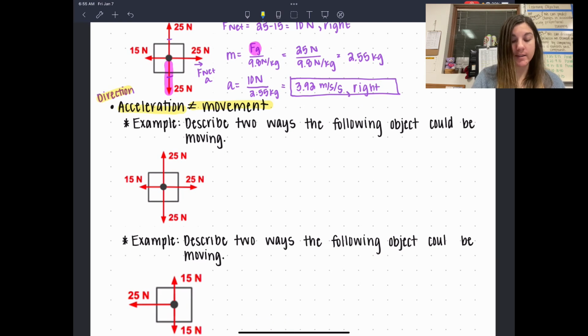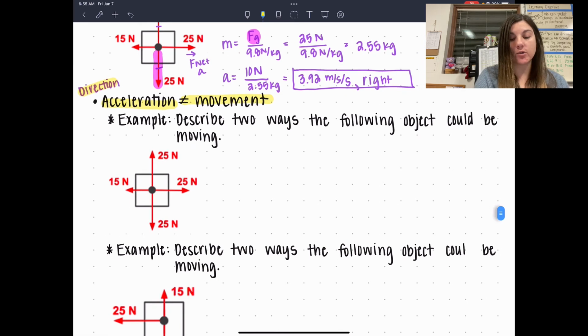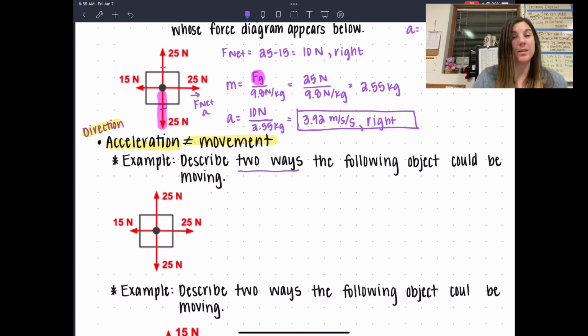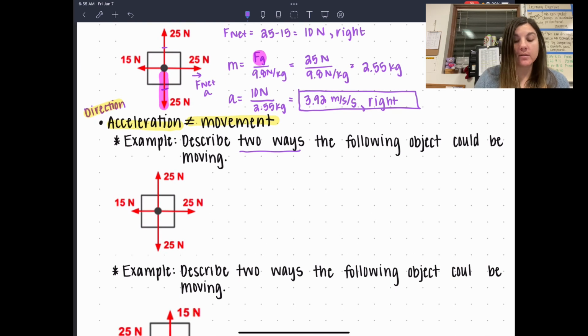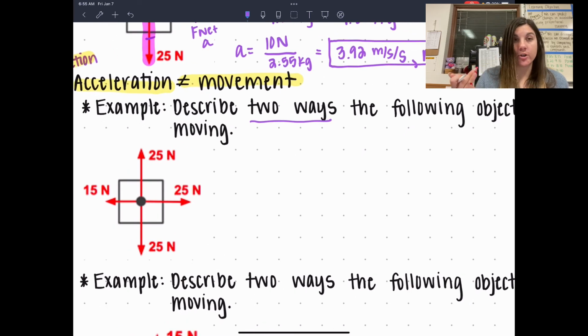So let's say that we had an example, and this actually looks like the same force diagram as what we just did, and we were asked to describe 2 ways that that object could be moving. Well, since this is the same example, I'm not going to spend time working out the problem. What I'm going to do is think of this very qualitatively. If I can figure out what direction my acceleration is, that's going to help me get started with describing how this could be moving.